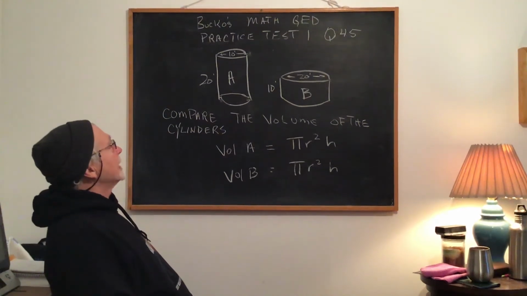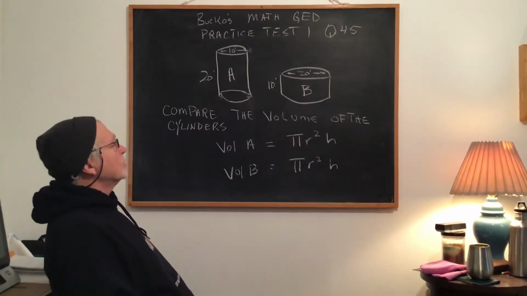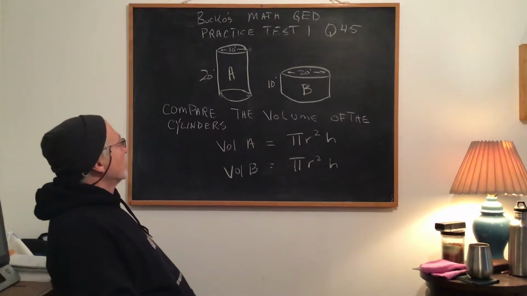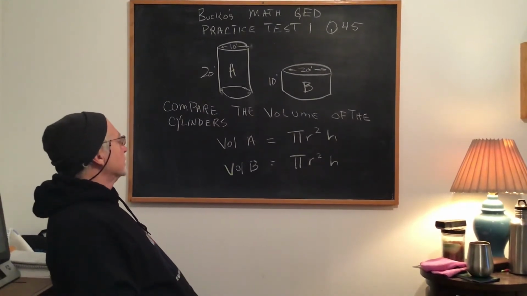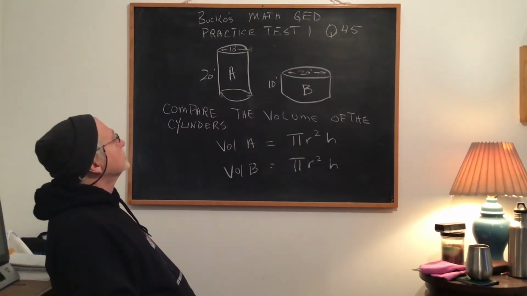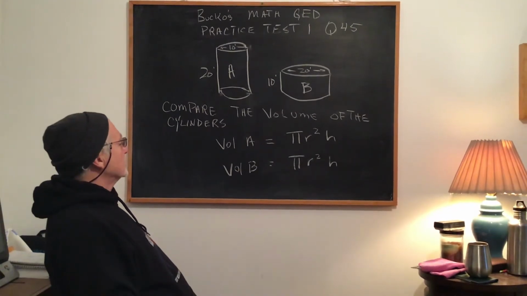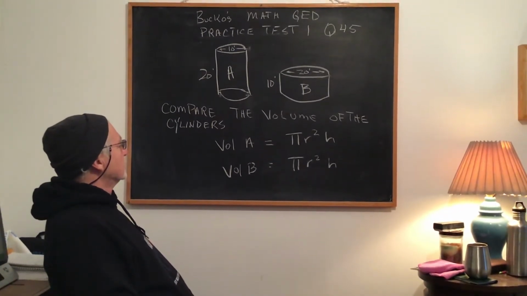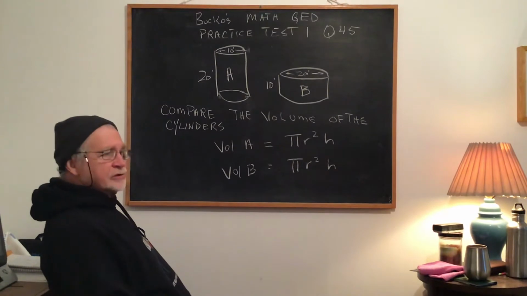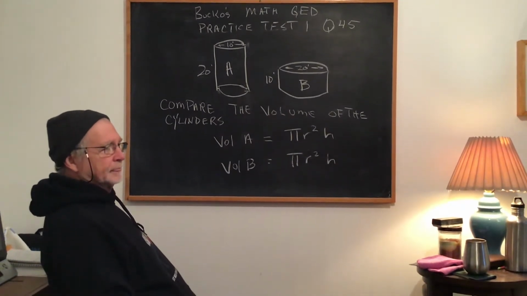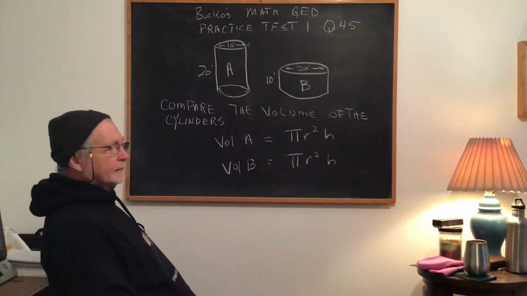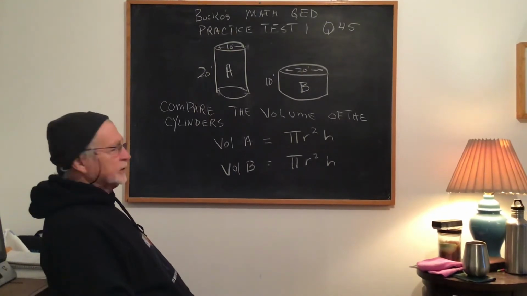This is Buckos Math GED practice test number 1, question 45. We're comparing the volumes of two cylinders. Go ahead and write it down. If you can solve it on your own, please do that. I'll give you a second, and then we'll take it from here.